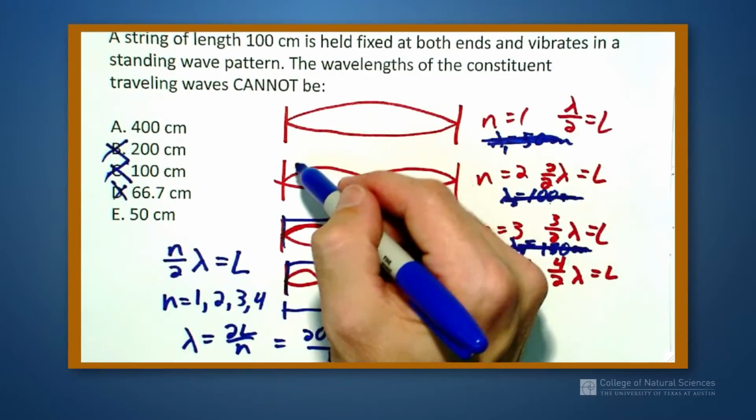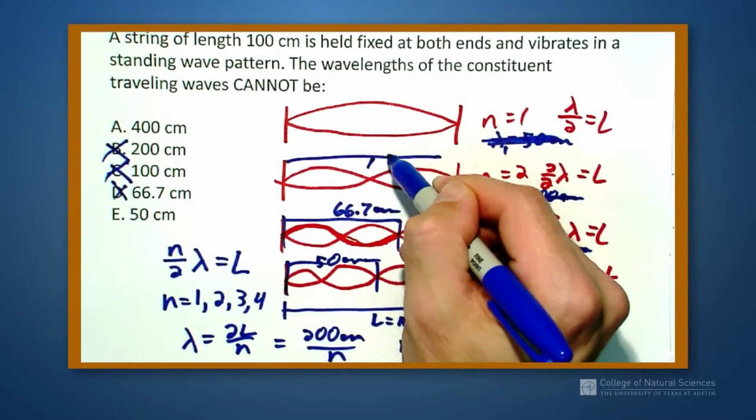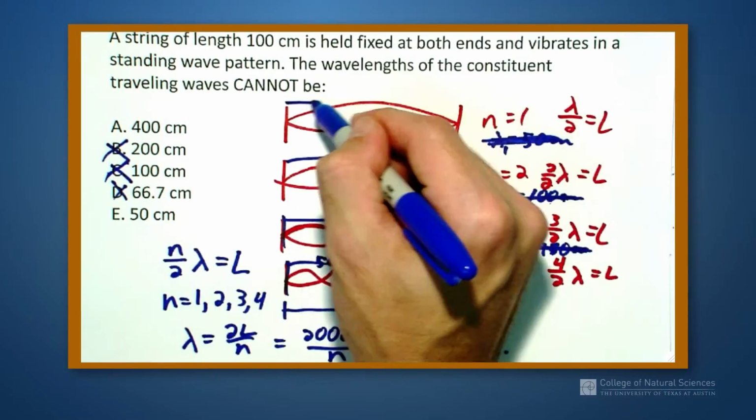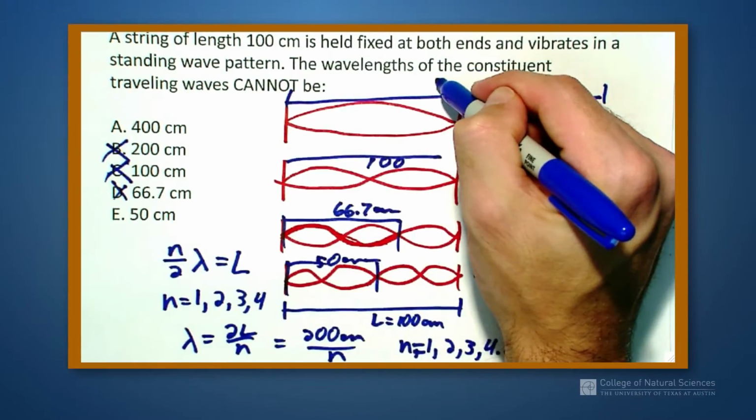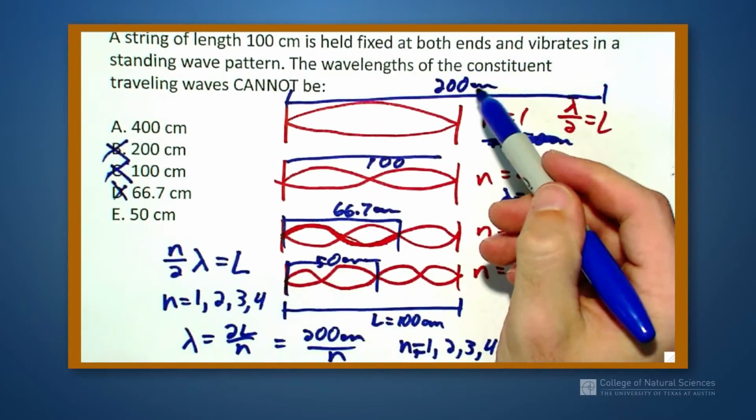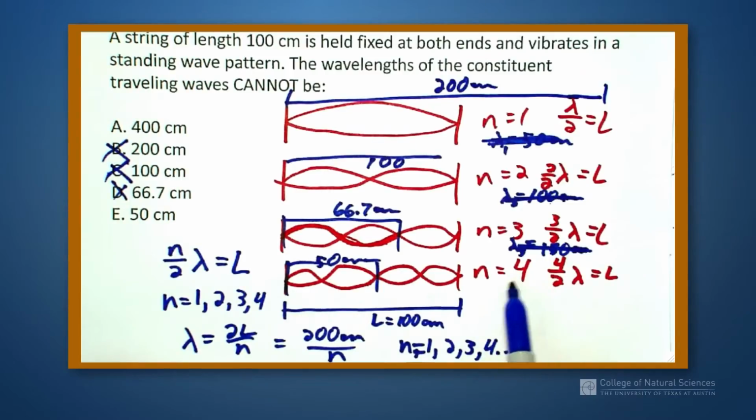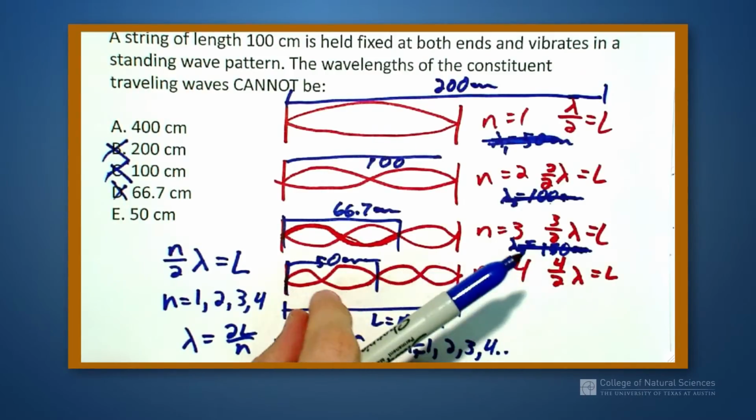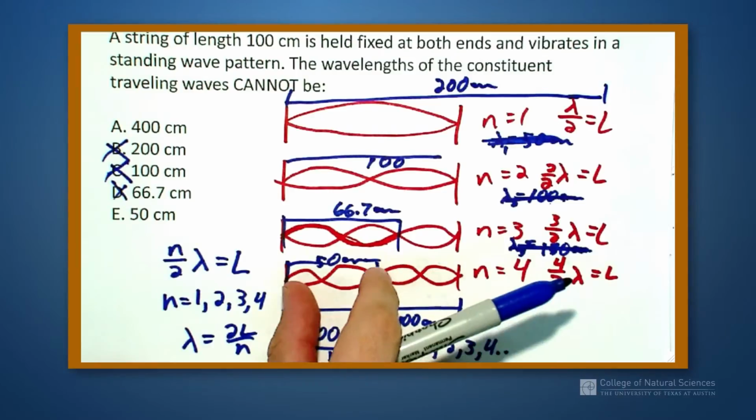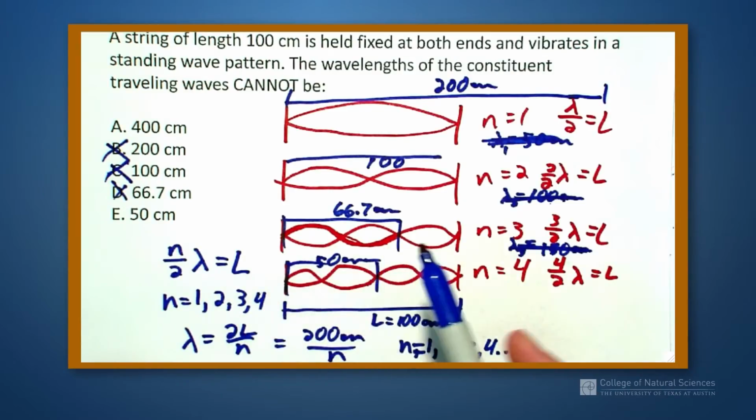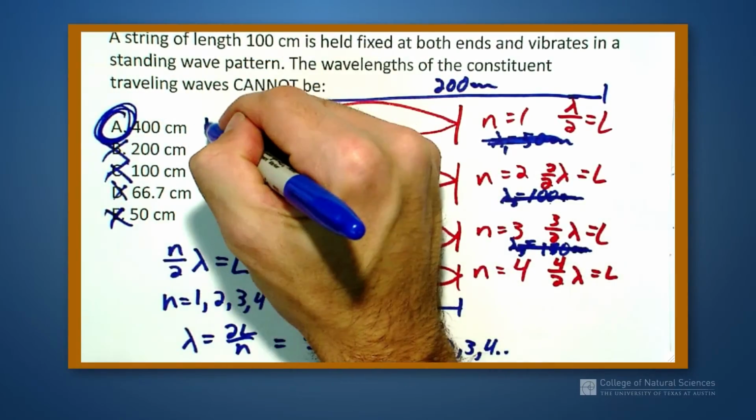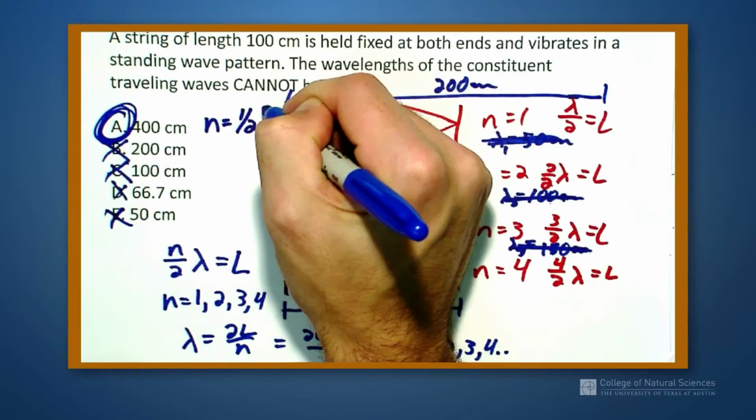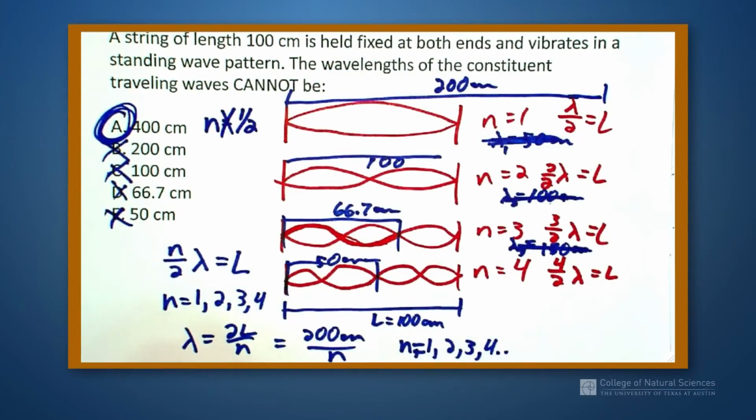So I'll see that each of these, so this is 200 centimeters, gets smaller and smaller. The larger n gets, the more wavelengths we're able to fit in one length, or the shorter the wavelength that we get. So the only one that I can't get is 400, because for 400, n would have to be equal to 1/2. But we're not allowed to have n equal 1/2.